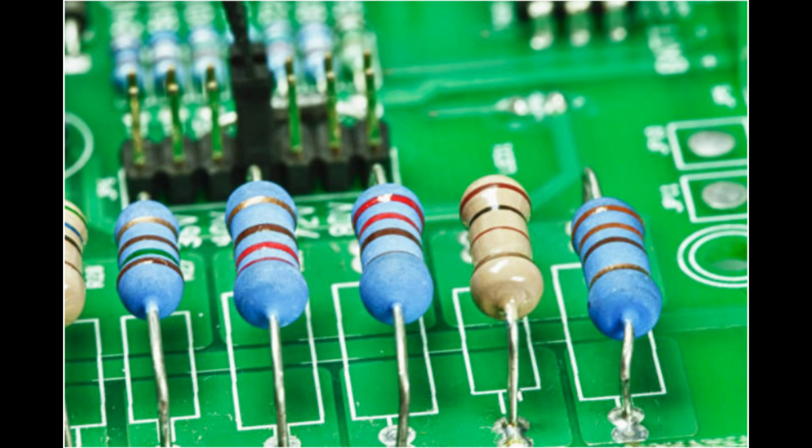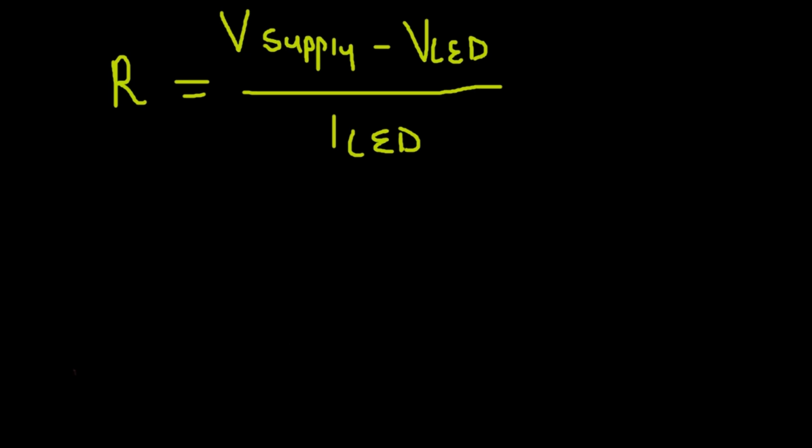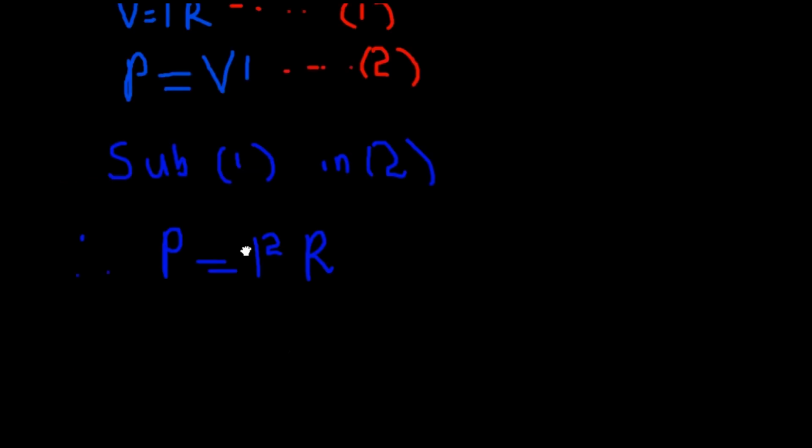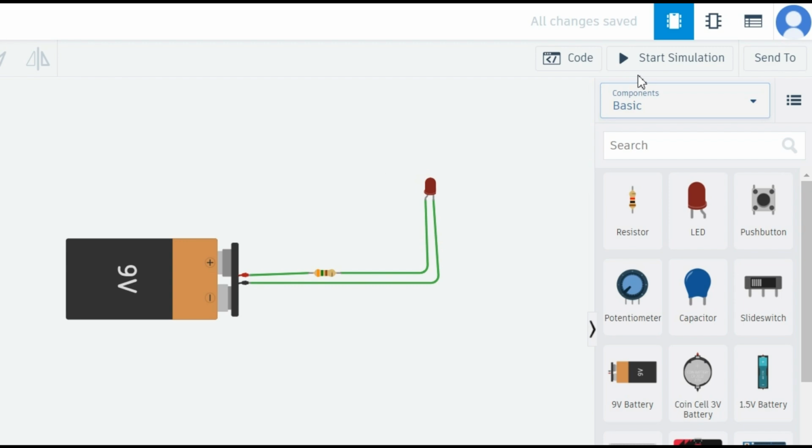So what is the importance of choosing the right resistor? By using the right resistor, we protect our components and keep our circuit safe. Today we covered how to calculate the needed resistance for an LED, check power ratings, and ensure everything runs smoothly.